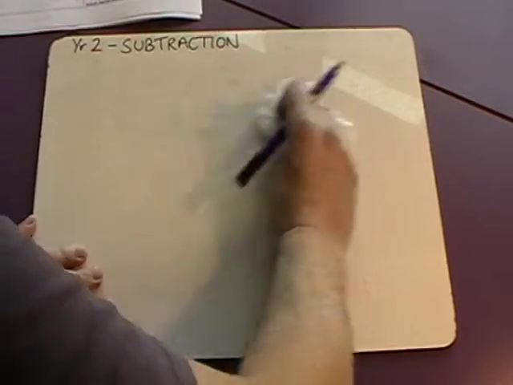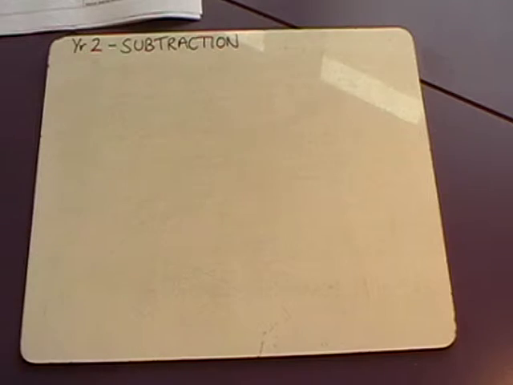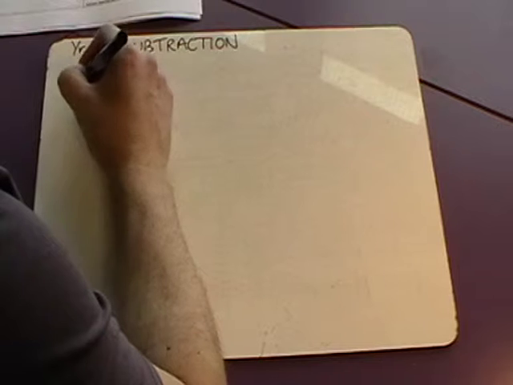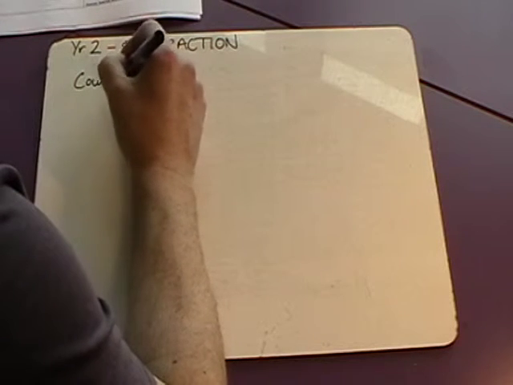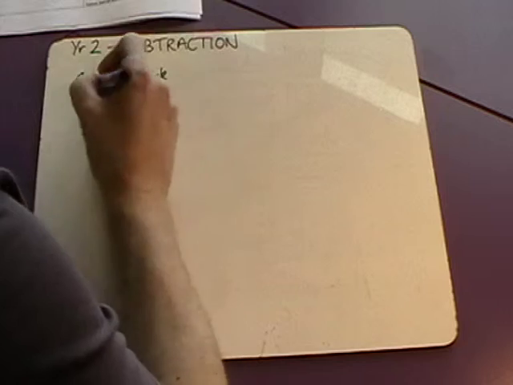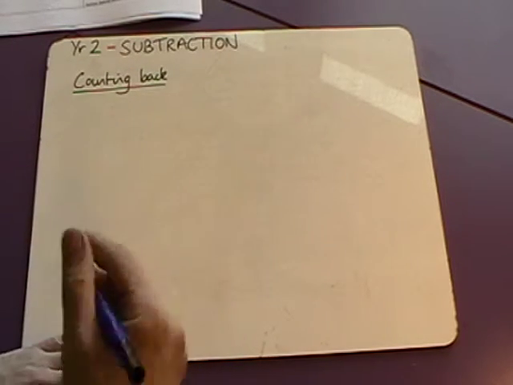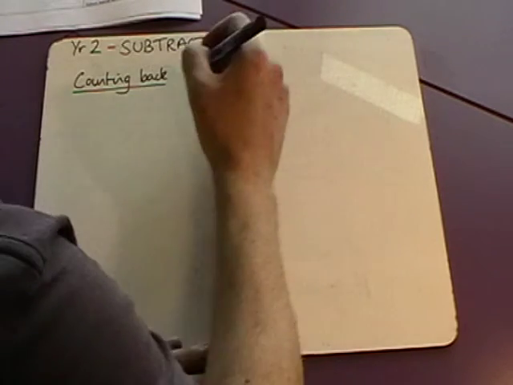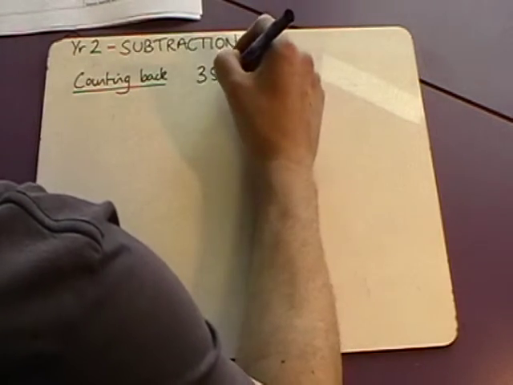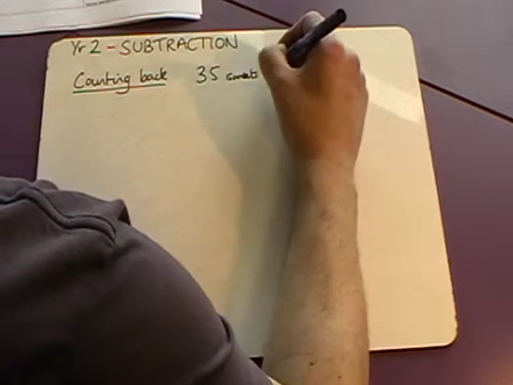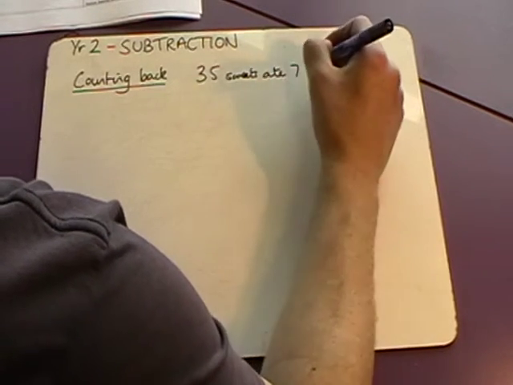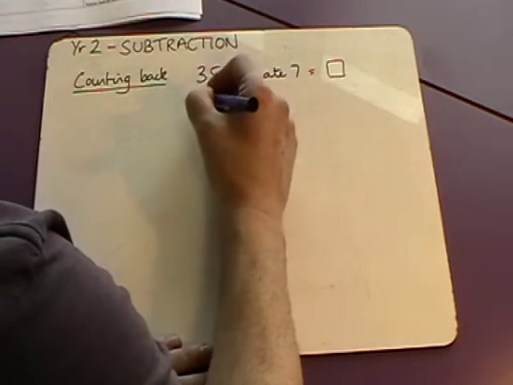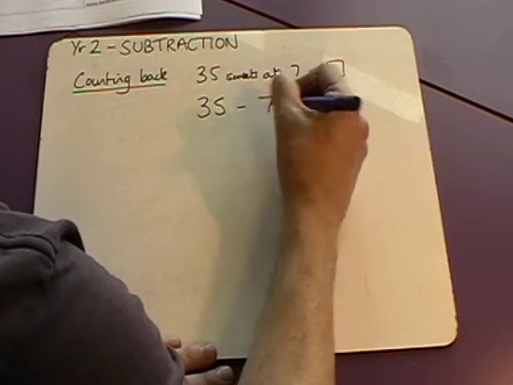We can do subtracting in 2 ways. We can either count back or we can count on to find a difference. If we're counting back, that's a method we might use if we're taking away a small number. So for example, if we had 35 sweets and I ate 7, how many would be left? So we're looking at 35 subtract 7.